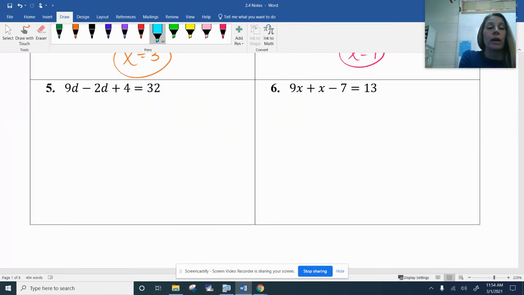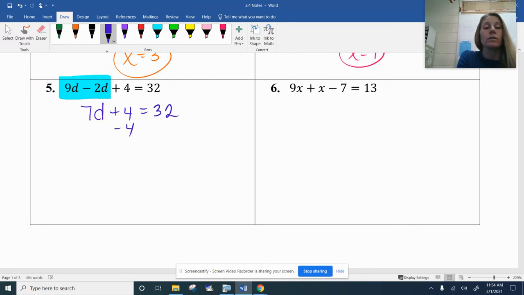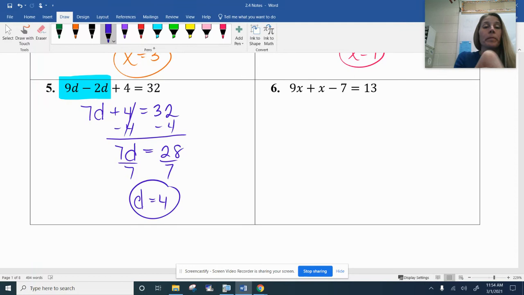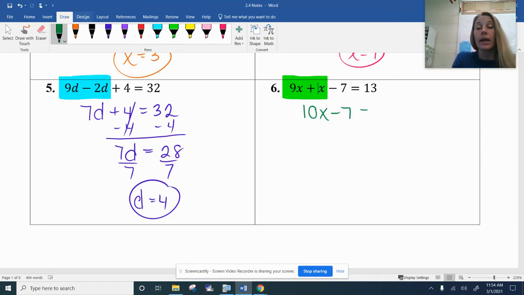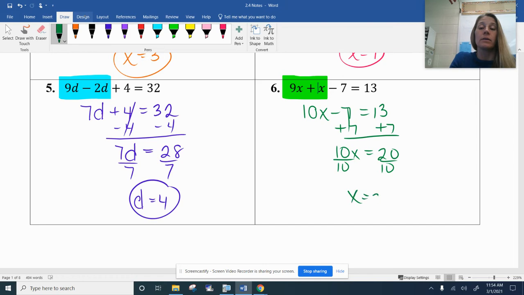All right, and number 5, 9d minus 2d would leave me with 7d. And then I just continue to solve that problem. 7d equals 28. Divide by the 7, d equals 4. And then finally, this last one. The single x here really has a coefficient of 1, so those will combine to give us a 10x. And then we just finish solving using those inverse operations. 10x equals 20, divided by 10, x equals 2.